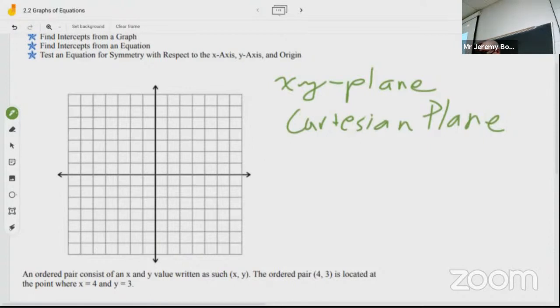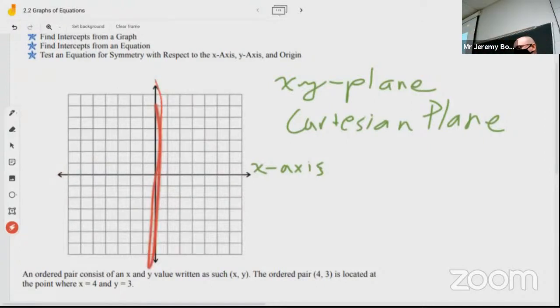There are different parts of it. You've got your bold lines. Does anybody know what this line right here, the horizontal line, is? That's the x-axis. That is the axis in which the x values increase and decrease. As you go to the right, they increase. As you go to the left, they decrease. And they continue going. That's why they have the little arrowheads.